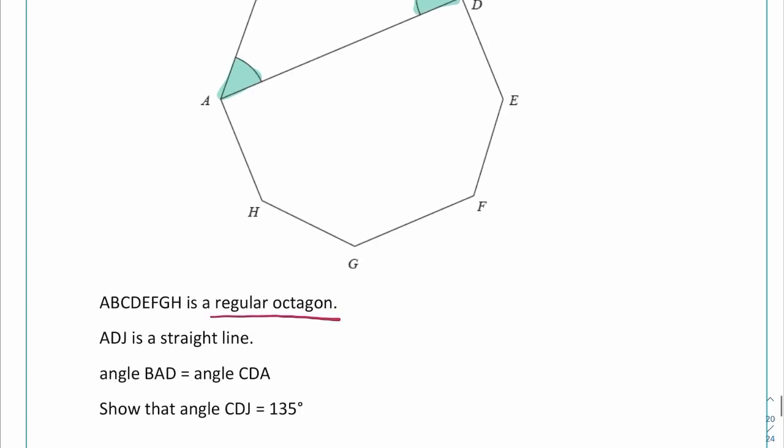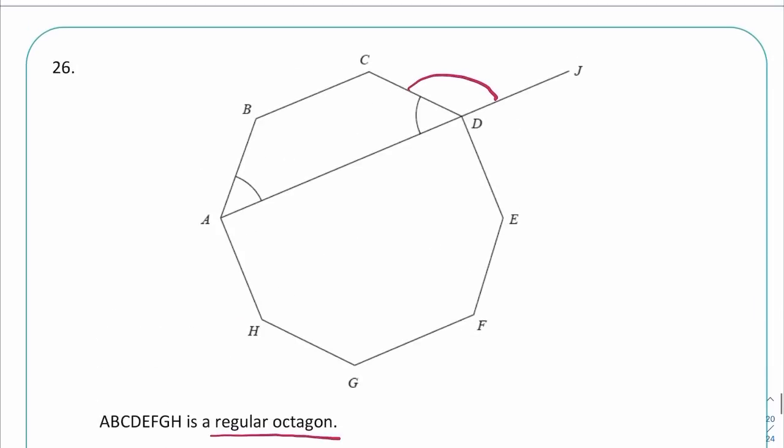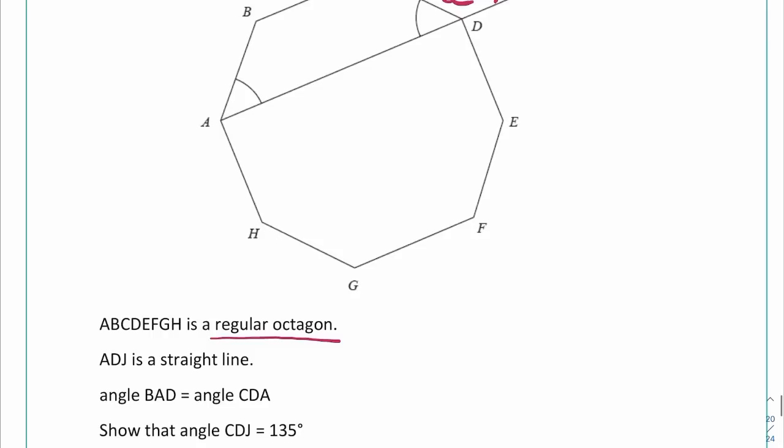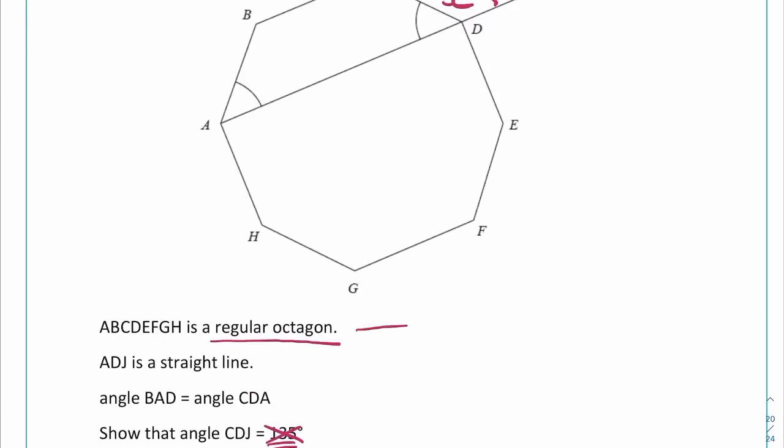Show that angle CDJ is 135. So CDJ is this angle here. Now when it says show that it's 135, we do not write 135 in there. So let's just imagine it's to find this angle. Now as long as via our working out we get 135, we're all sorted. Okay, but it can also almost help just to cross that out and then just see at the end if yours matches. So straight away, as soon as it said regular octagon, I want to make sure I get some marks here. So I'm going to work out the interior angle.